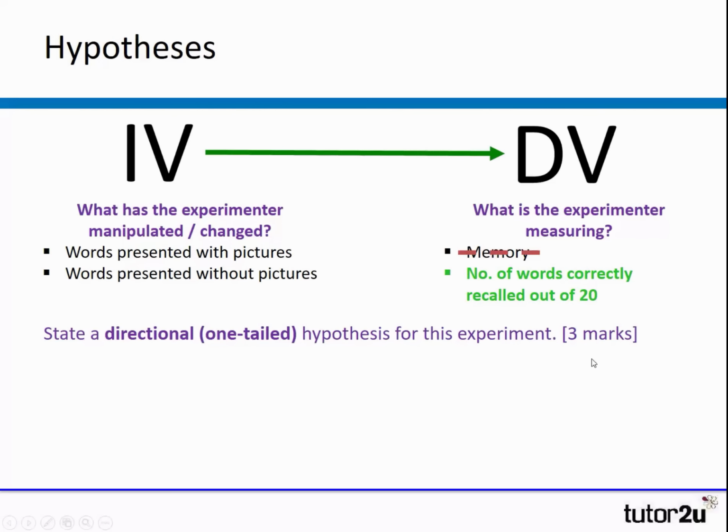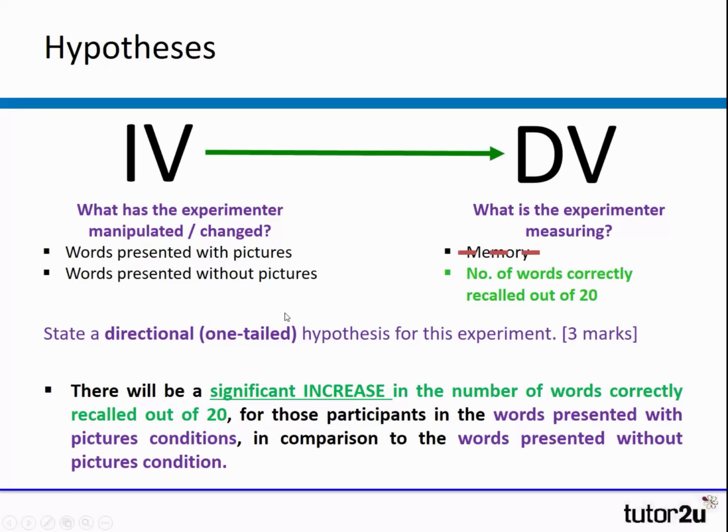Now, with that in mind, if we wanted to state a directional hypothesis for this experiment, what we want to do is make sure we have all of these 3 bullet points in our answer, because each one of them is in reality really worth a mark each. And the way we start that off is really, really simple. If it's directional, we're actually saying we know what way the results are going to go. So what we'd say is there's going to be a significant increase in the number of words correctly recalled. So I'm quoting my DV there. For those participants in the words presented with pictures condition in comparison to the words presented without pictures condition. So what you can straight away see is that I've got these 2 bullet points from my IV, this bullet point from my DV. I've included all of the 3 key elements in my answer there.